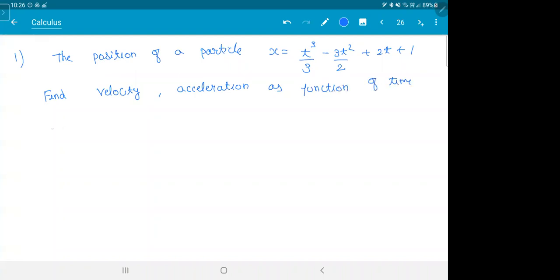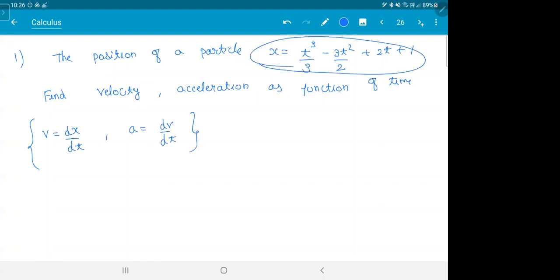Now, if you remember, what is velocity? dx by dt. What is acceleration? dv by dt. Meaning, if you differentiate this, you get velocity. If you differentiate velocity, you'll get acceleration, isn't it? Velocity is position by time. Acceleration is velocity by time. Right? How will you do this thing?